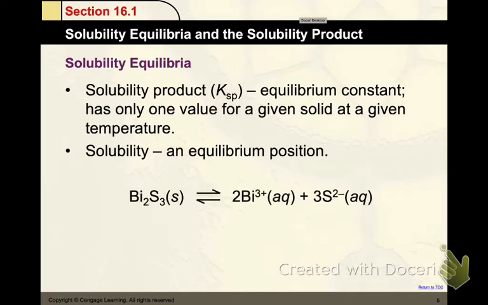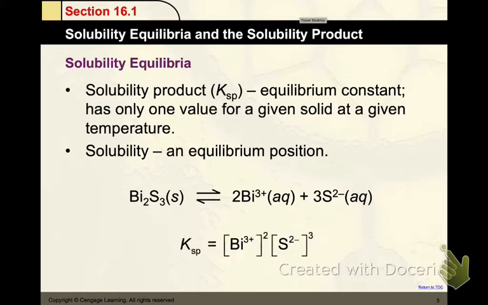So here's an example of one of these equilibria that we're looking at. We've got Bi2S3 solid in equilibrium with 2 Bi3+ and 3 S2-. Those are the ions that it forms. S2-, because it's in the second column away from the noble gases, forms 2-. And then you have, just to balance out the charge, 2 Bi3+ there.